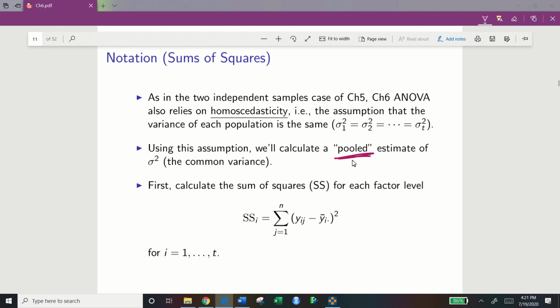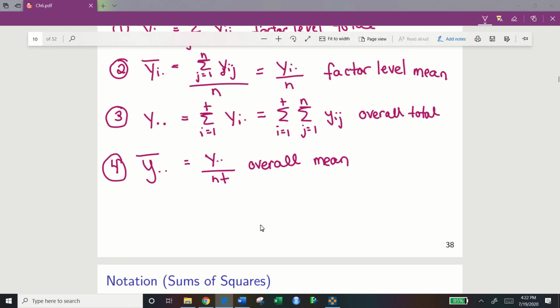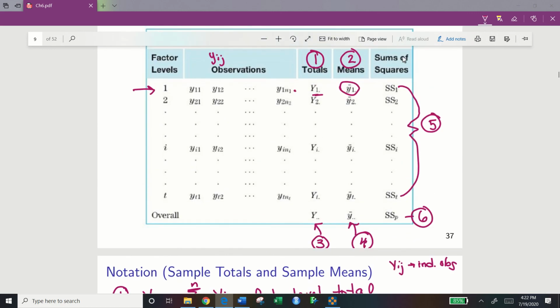Because of this assumption, we have to calculate a pooled estimate of our variance, just as we did before. In order to do this, we must first calculate a sum of squares for each factor level. Our sum of squares is abbreviated with two capital letter S's, and often we have a subscript of i, where i is your individual factor level. This is the equivalent of the summation of j equals 1 to n of the quantity yij minus yi dot bar, quantity squared, for each of our individual factor levels. We can see this under our sum of squares column where we have SS1 to SSt.